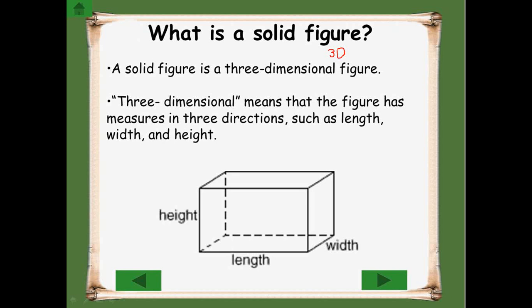So three-dimensional means that it has three directions, three ways. What are those three directions? The first one is the length, the width, and the height. Here's the length. If I get the ruler to measure the length, we would measure from here this way. And if I get a ruler to measure the height, I'm measuring how tall this solid figure is. And if I measure the width here, I'm measuring how deep this box or this solid figure is.